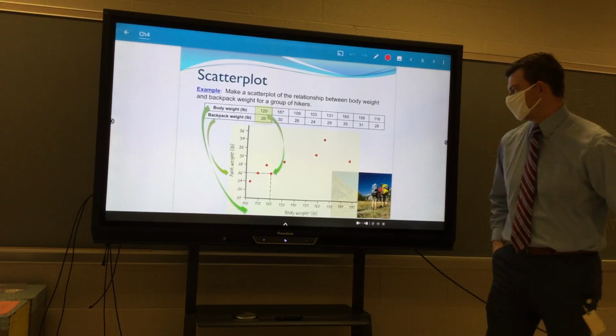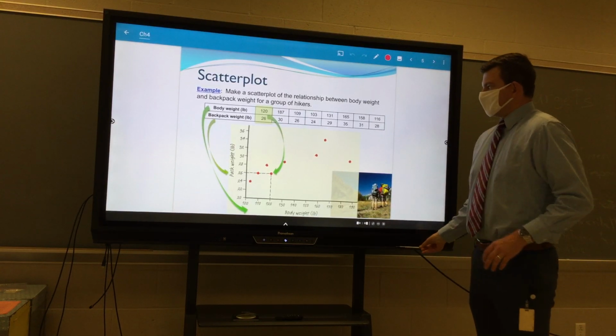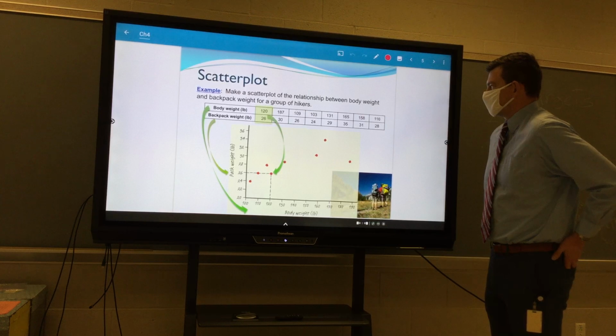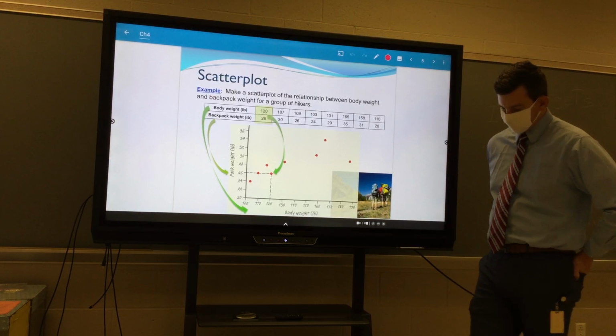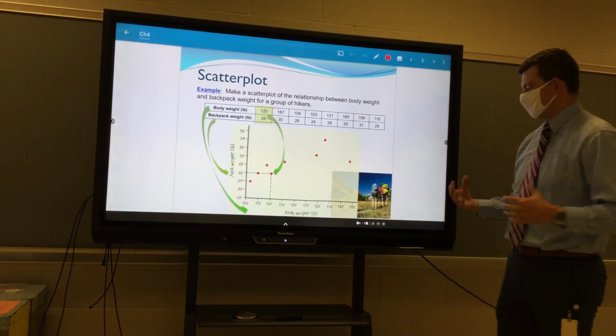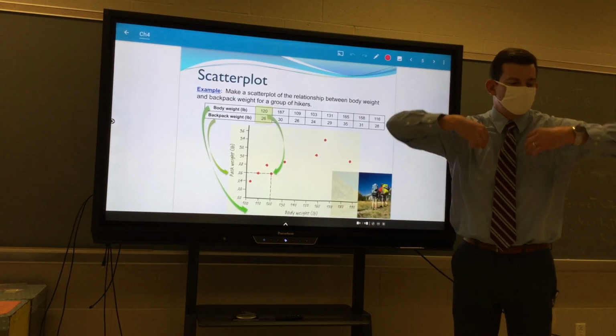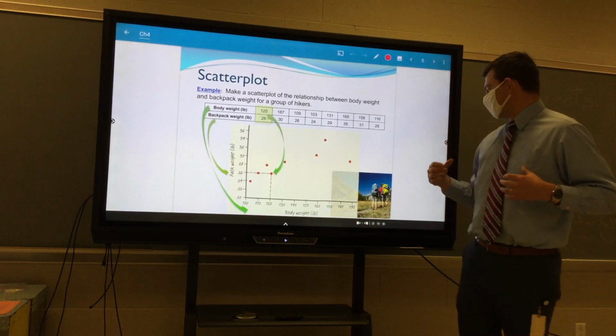So we have an example here of a scatter plot. It says make a scatter plot of the relationship between body weight and backpack weight for a group of hikers. Okay, so talk about backpacking where you're carrying all your gear on your back.